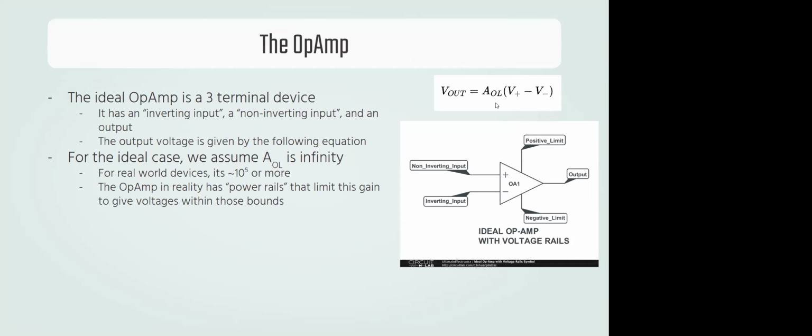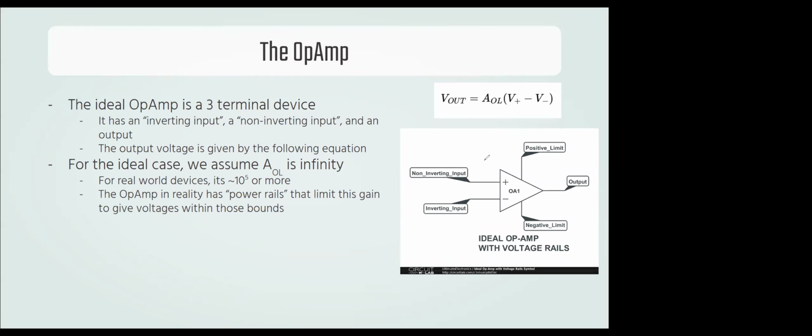In reality, the op amp has these power rails. It has a positive limit and a negative limit that prevent the gain from boosting V out beyond those rails. So say that this is 3 volts and this is negative 3 volts, then the difference between them is 6 volts. But if my positive limit is plus 5 volts and my negative limit is minus 5 volts, my output can't be more than 10 volts. It's just not possible. So for actual real world circuits, that's what it looks like. If your input voltage looks like this, your output voltage might look like this. It might just jump between the max and the min values.